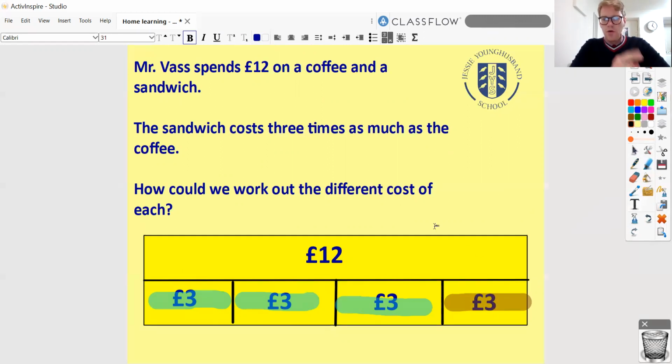Okay, so now we've got the cost of the coffee, haven't we? The coffee is £3. So then let's have a look at the sandwich. We know the sandwich costs 3 times as much, so that is 3 lots of 3. Again, multiplication knowledge, we know that 3 times 3 is £9. So we can say then that the sandwich has to cost £9 and the coffee has to cost £3.